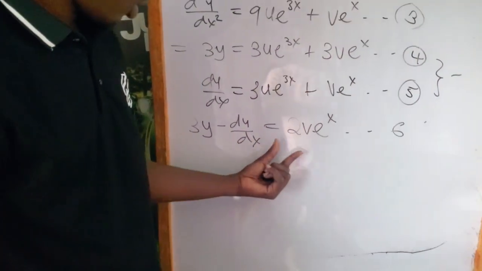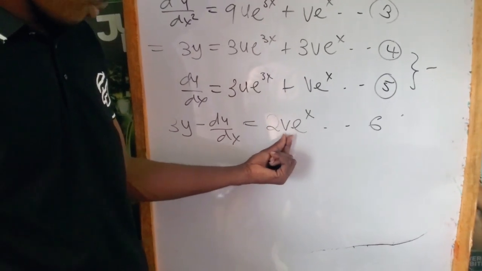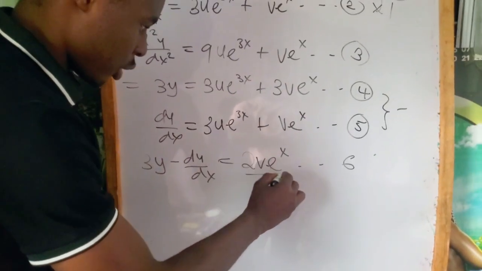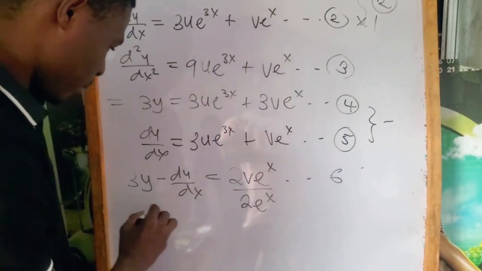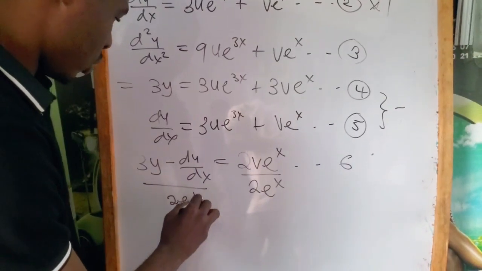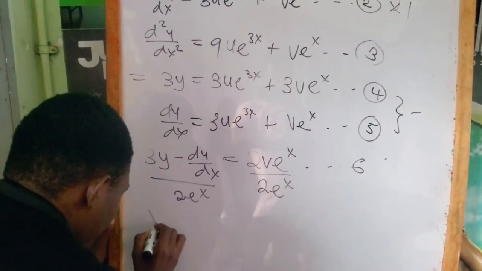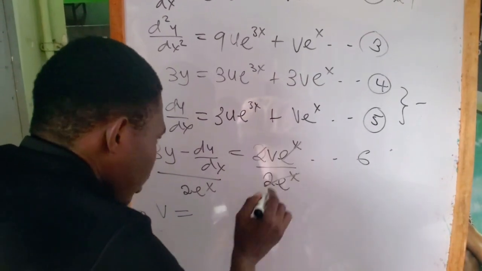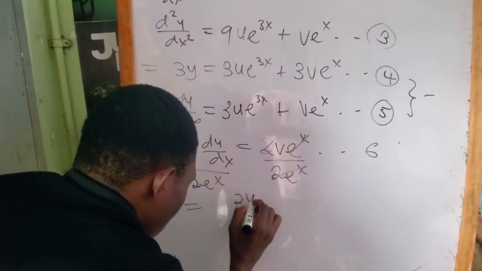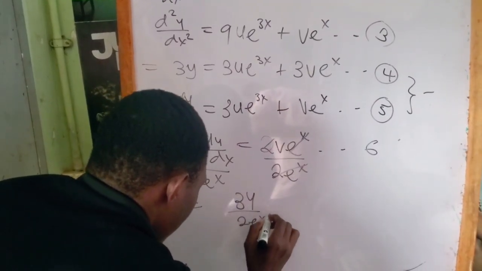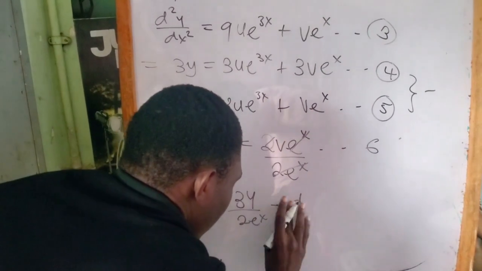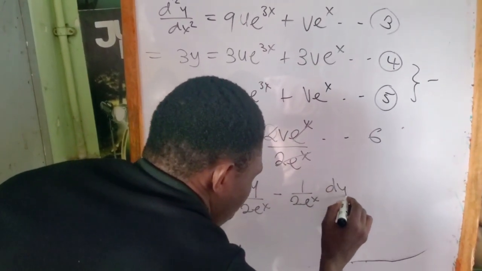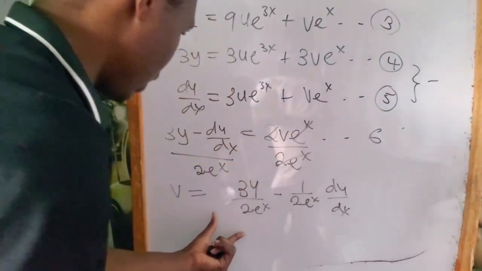All right, now I want to find the value of v. So how do we find the value of v? I'm going to divide both sides by 2e to the x. In doing that, I get that v is equal to 3y divided by 2e to the x, minus 1 all over 2e to the x times dy/dx. So this is the value of v.